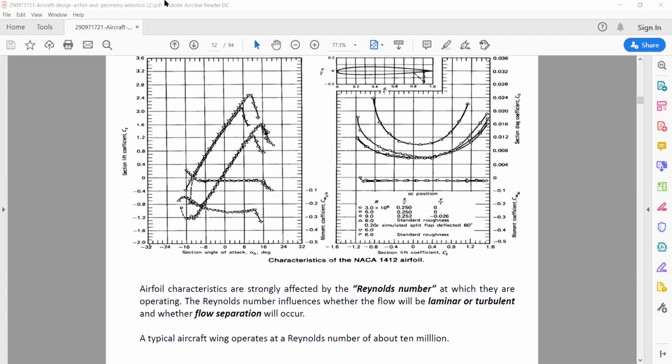Hello? No, sir. Okay, I will show you the design software. By this you will understand how the airfoil selection works. Let's look into it. You can see the screen.